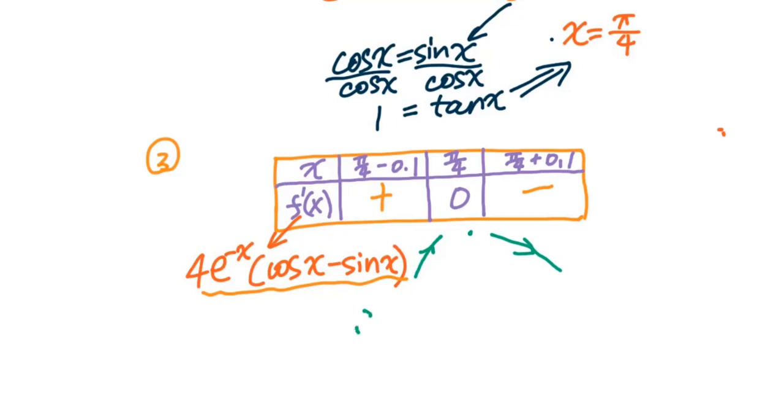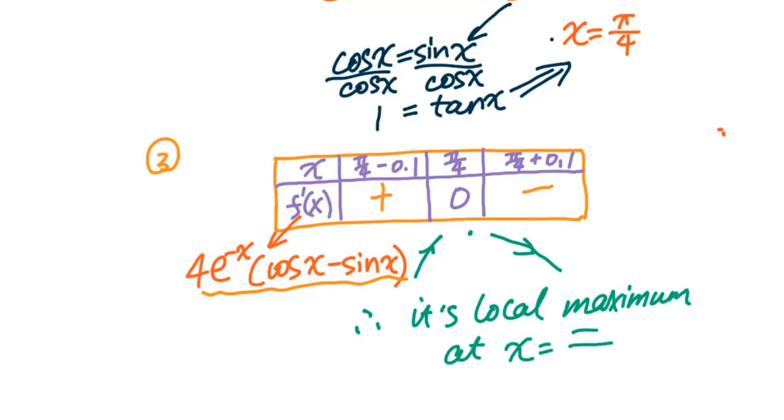So it is a local maximum at x equals pi over 4.